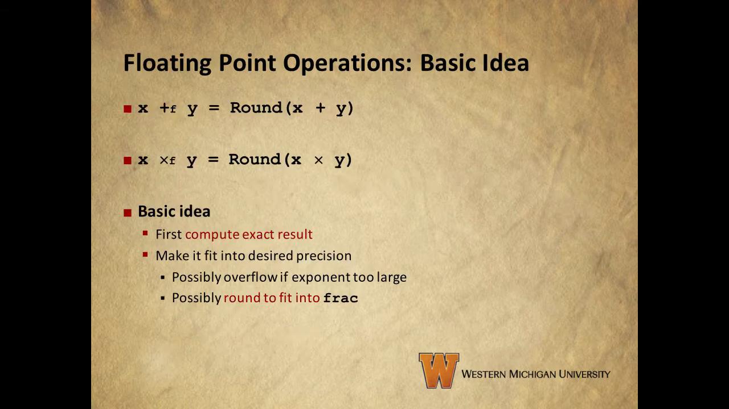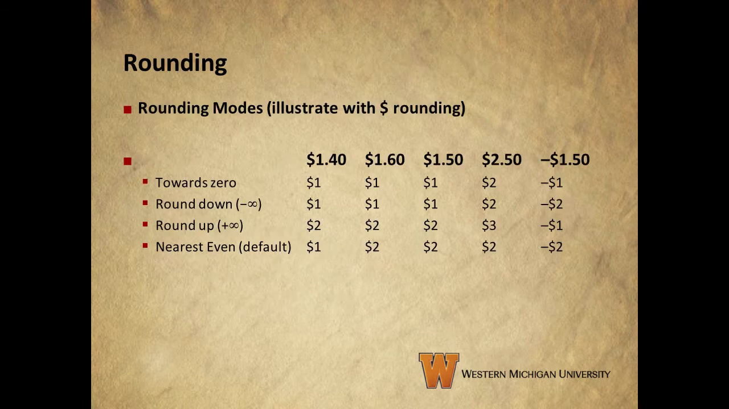The basic idea of floating point addition and subtraction is pretty simple. First, we compute the exact result, then we make it fit into whatever precision we're using. If the exponent ends up too big, we overflow to positive or negative infinity. We may also need to do some rounding to fit our significand into the frac field. Since we'll be doing some rounding when we perform operations on floating point numbers, we should take a closer look at the various options open to us when rounding.